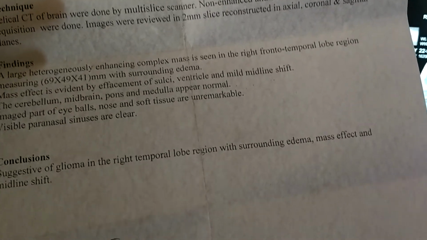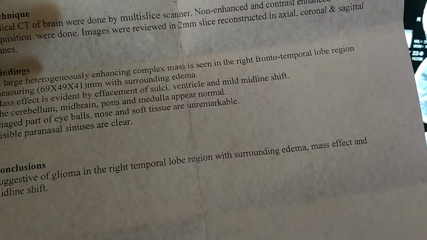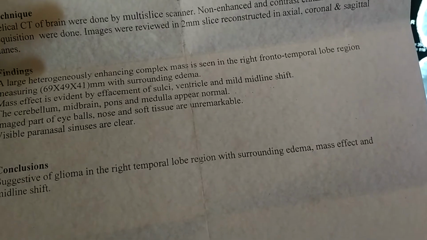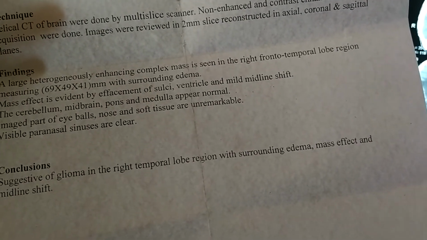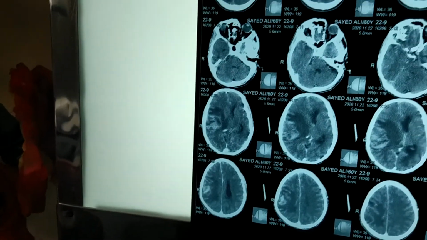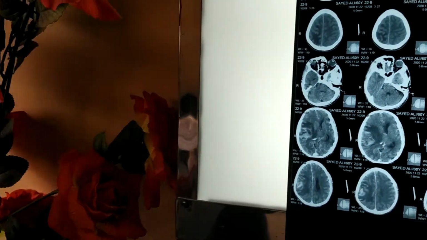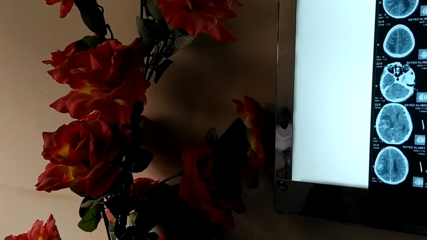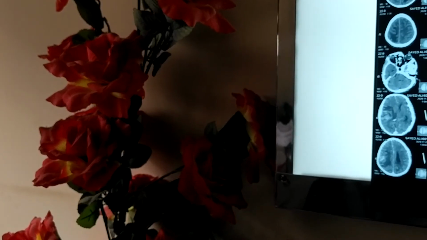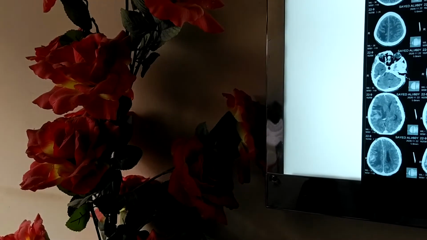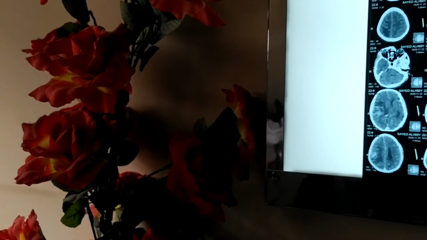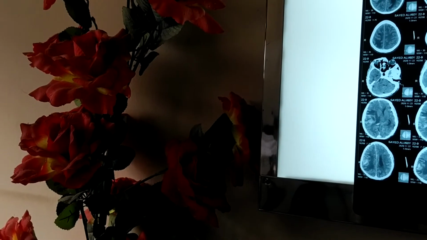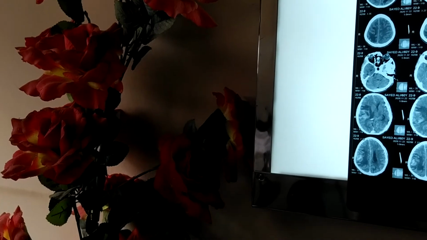Okay. The conclusion, the comment is suggestive of glioma in the right temporal lobe region with surrounding edema, mass effect and midline shifting. So as a whole, this is a case of glioma. The first DD should be the hemorrhagic stroke, but you should not be confused these glioma with hemorrhagic stroke. But for academic purpose, you can make the differential diagnosis.